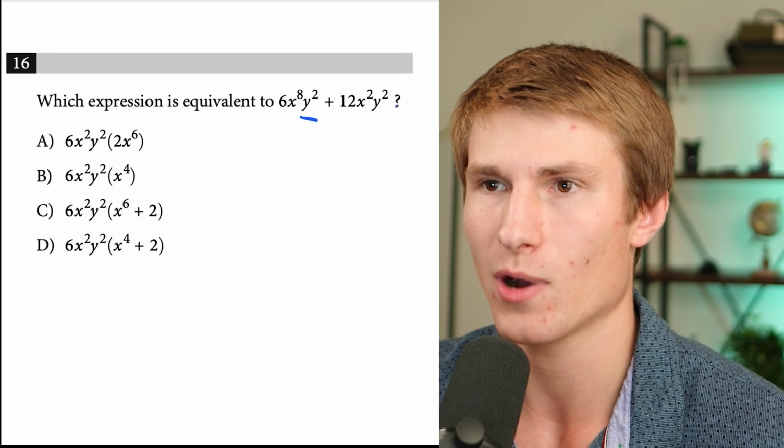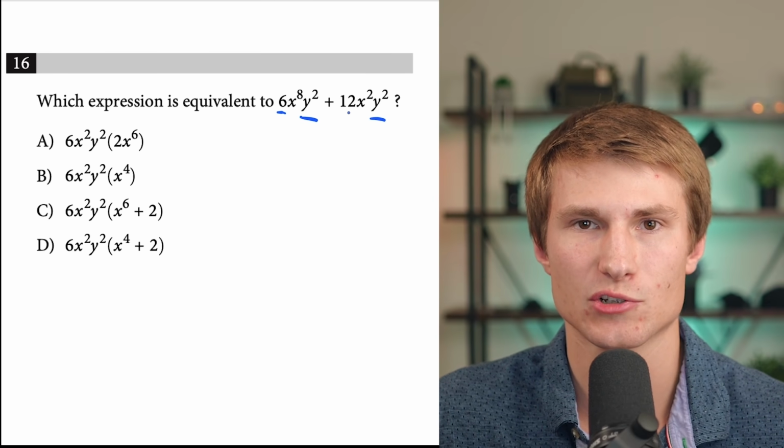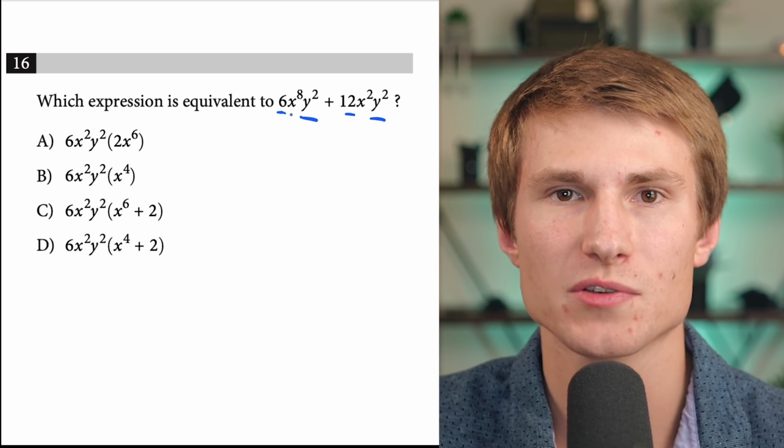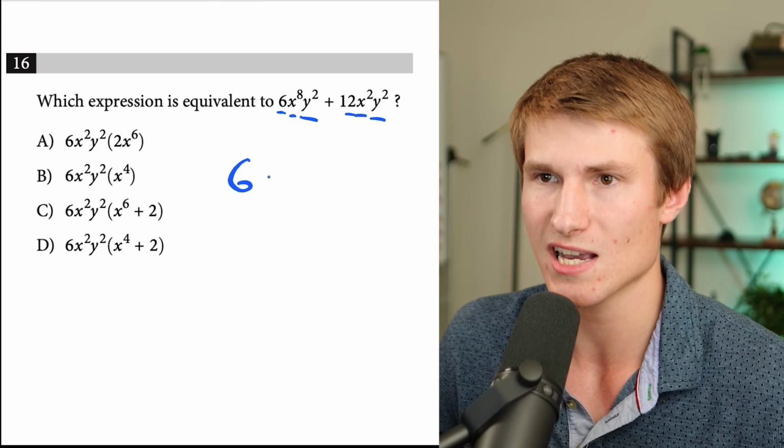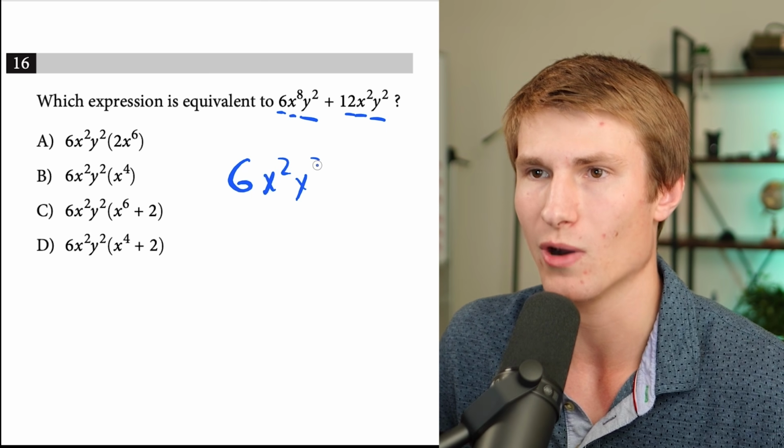As we can see, we have y squared in both of them. We also have 6 and 12, which we can pull out as 6 from 12. We also have x to the power of 8 and x squared. So the way that we're going to do this is we're going to pull 6 out, we're going to pull x squared out, and we're going to pull y squared out.